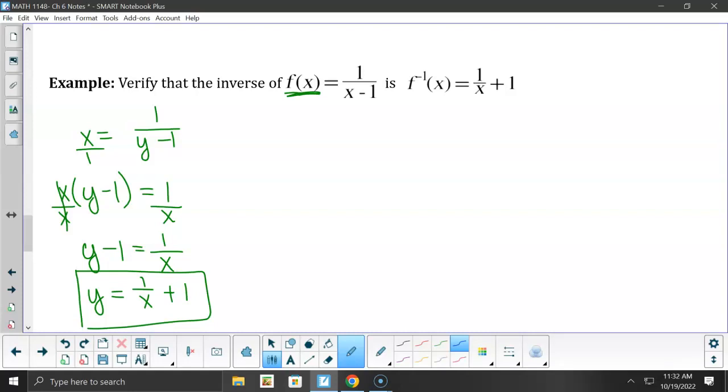All right, so if I go with this one, I've got x equals 1 over y plus 1. Do you want to try this one on your own? You still want to try it with me? Try it on your own? Okay.